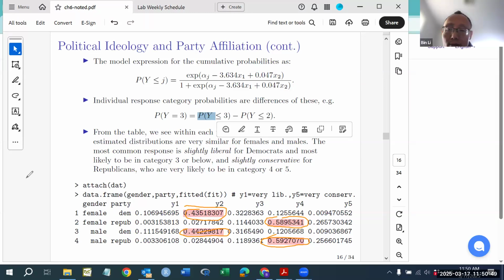Any questions? Okay, if you don't have any questions, let's stop here. And as I said, start to prepare for exam two, and we will talk about more details about exam two later.